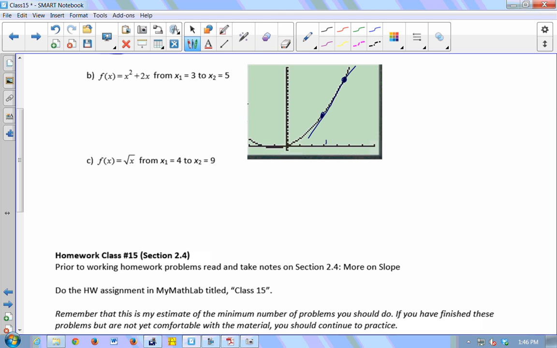So the way I get the coordinates of the points is this one is x coordinate of 3 that was given. I get the y coordinate by plugging into f of x. So 3 squared is 9 plus 6 is 15. And then this one, my x coordinate is 5. And when I plug 5 into x squared plus 2x, I get 35. Okay, so now I just find the slope between those 2 points. 35 minus 15 over 5 minus 3 is 20 over 2, which is 10.